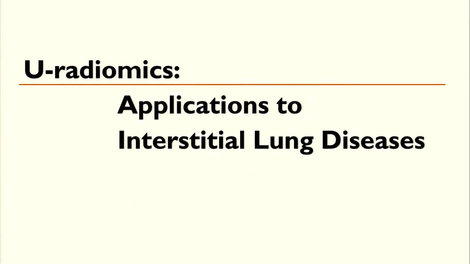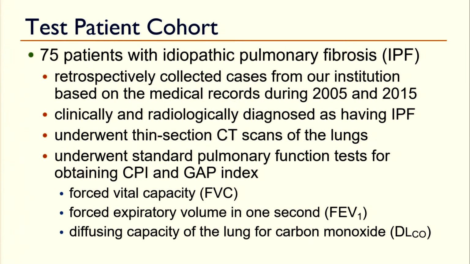Now, we go through some of our results about the prognostic performance of the U-radiomics when it is applied to interstitial lung diseases. As a test patient cohort, we retrospectively collected 75 patients with idiopathic pulmonary fibrosis, or IPF, from our institution. The cases had been collected between 2005 and 2015, and they were completely independent from the cases that we used to train the U-net of the U-radiomics model.